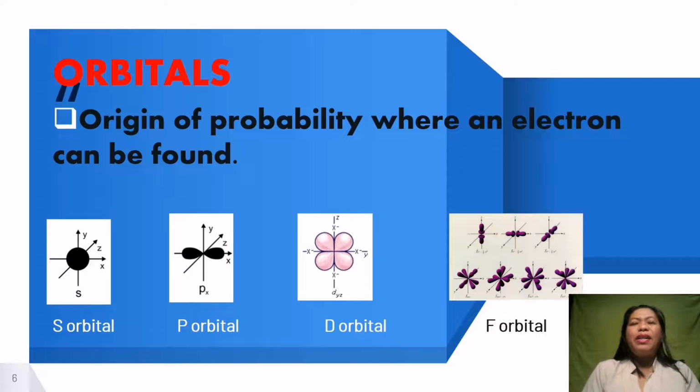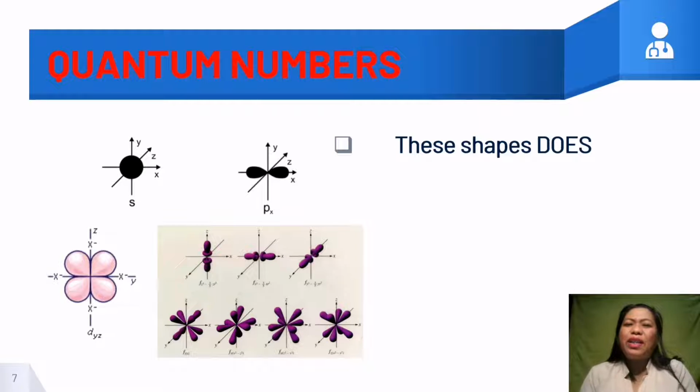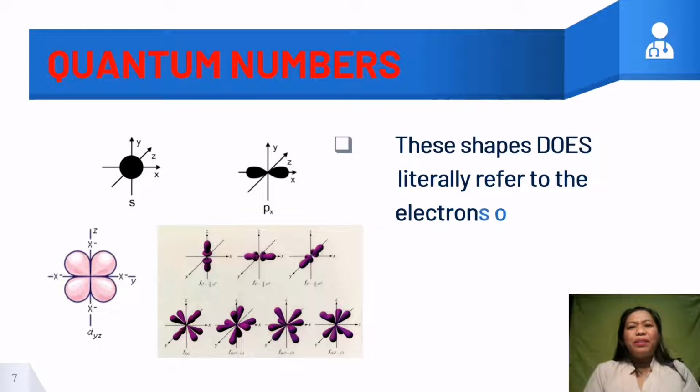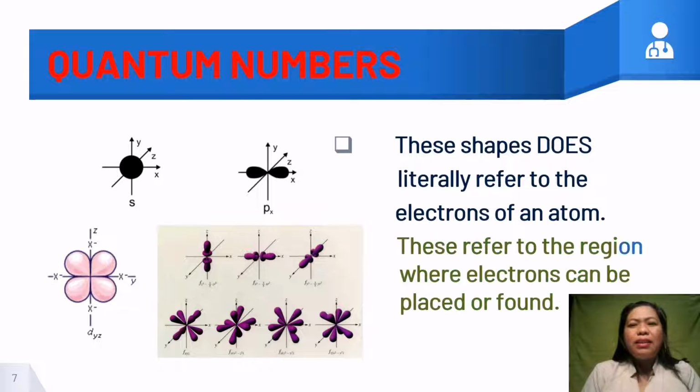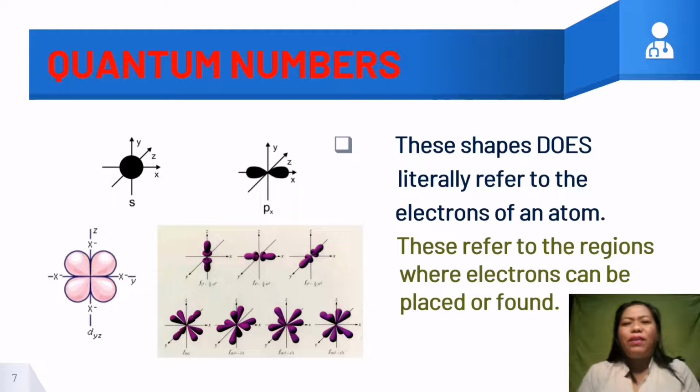Remember that these shapes do not literally refer to the electrons of an atom. These refer to the regions where electrons can be placed or found. Each of these has the ability to hold a pair of electrons.